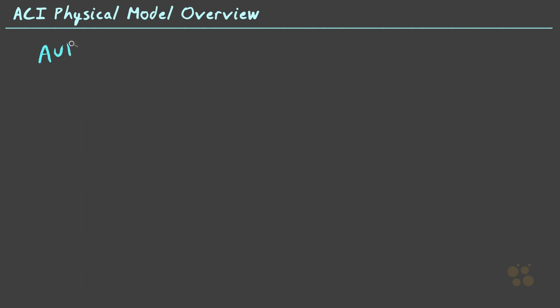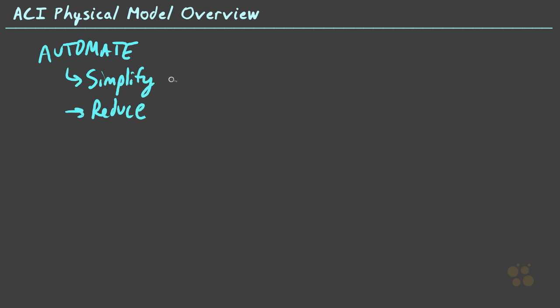An important goal of ACI is to automate the data center environment. And what this means is, first of all, to simplify the number of tasks that we need to accomplish, and second of all, reduce the number of steps. Because the goal is to eliminate errors made inside the data center. The more simple the process and the fewer steps we have to complete, the greater the likelihood that I don't make a mistake when I make a change.